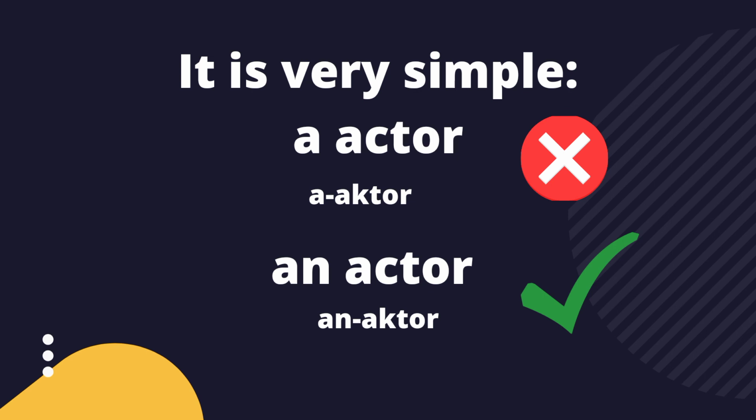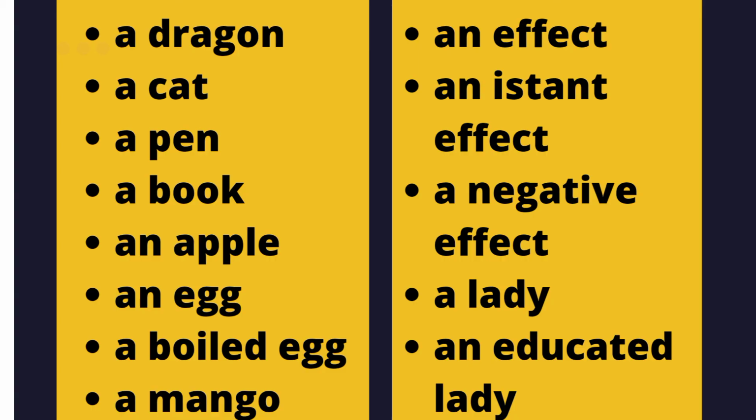Because if we say a actor and we repeat it again, a actor, a actor, you will notice that two a sounds will merge together and will create confusion. That's why in order to separate these two a sounds, an is used before all those words that start with a vowel sound. Let's go through this list.